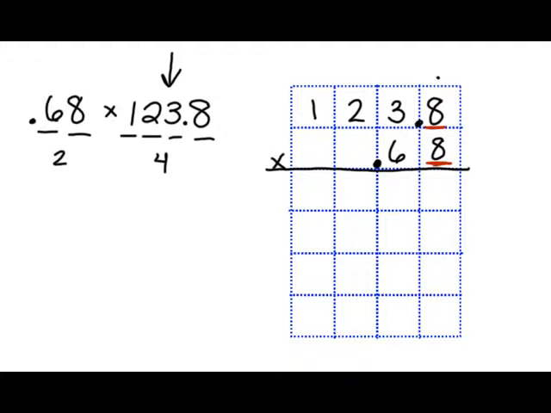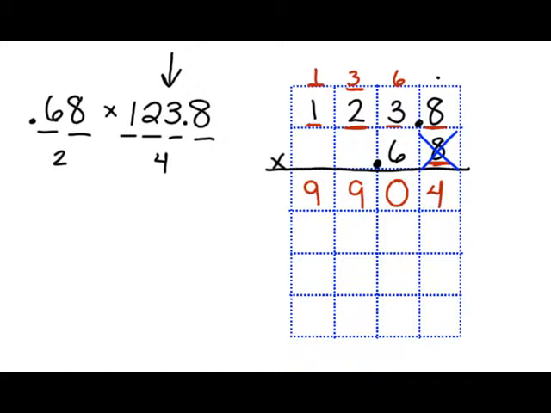So 8 times 8 is 64. I carry my 6. 8 times 3 is 24, plus 6 is 30. So I put 3, 0. So I have multiplied by the 3. I'm going to do 8 times 2, which is 16, plus 3 more, which is 19. Carry my 1. 8 times 1, which is 8, plus 1 more, which is 9. Now I have multiplied everything by the 8, so that goes away.